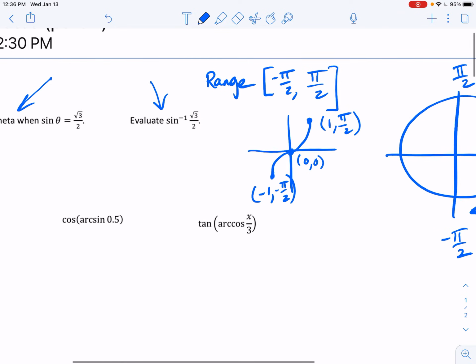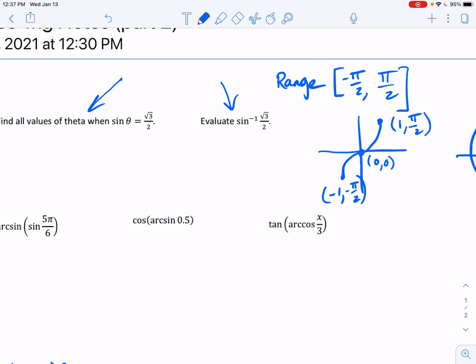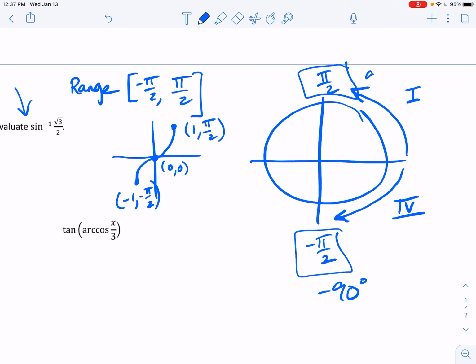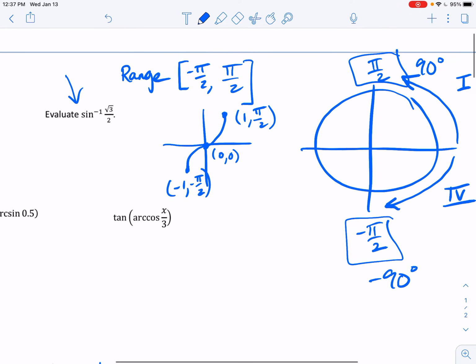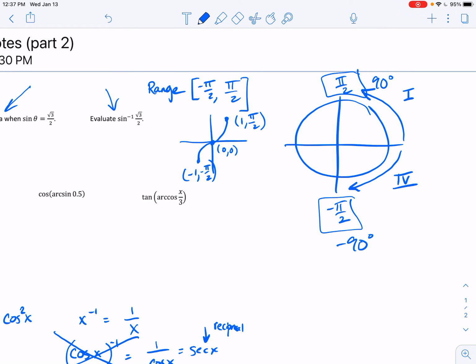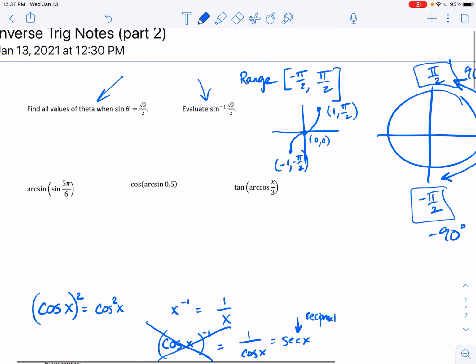So anytime you see arcsine or inverse sine of something, you can only give me an answer that goes from negative pi over 2 to positive pi over 2. If you're in degrees, you'd be from negative 90 degrees to positive 90 degrees. Okay, so if you try and tell me anything else and it doesn't fall in that interval, you're wrong. Sorry, I hate to say it to you, but you would be wrong.